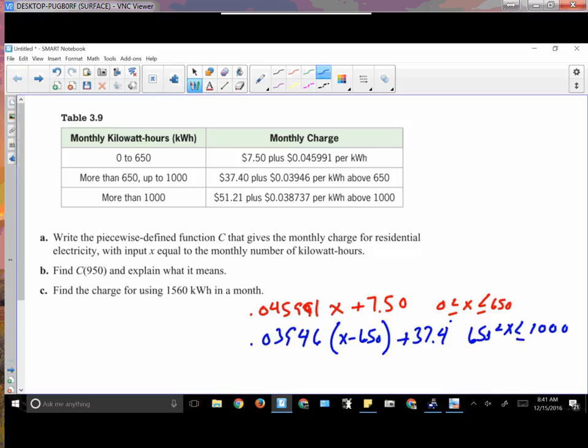So that means that we are going to have 0.03837 x minus 1,000, because I've already paid for 1,000 kilowatts in that idea of $51.21. And then x would end up just being x greater than 1,000.